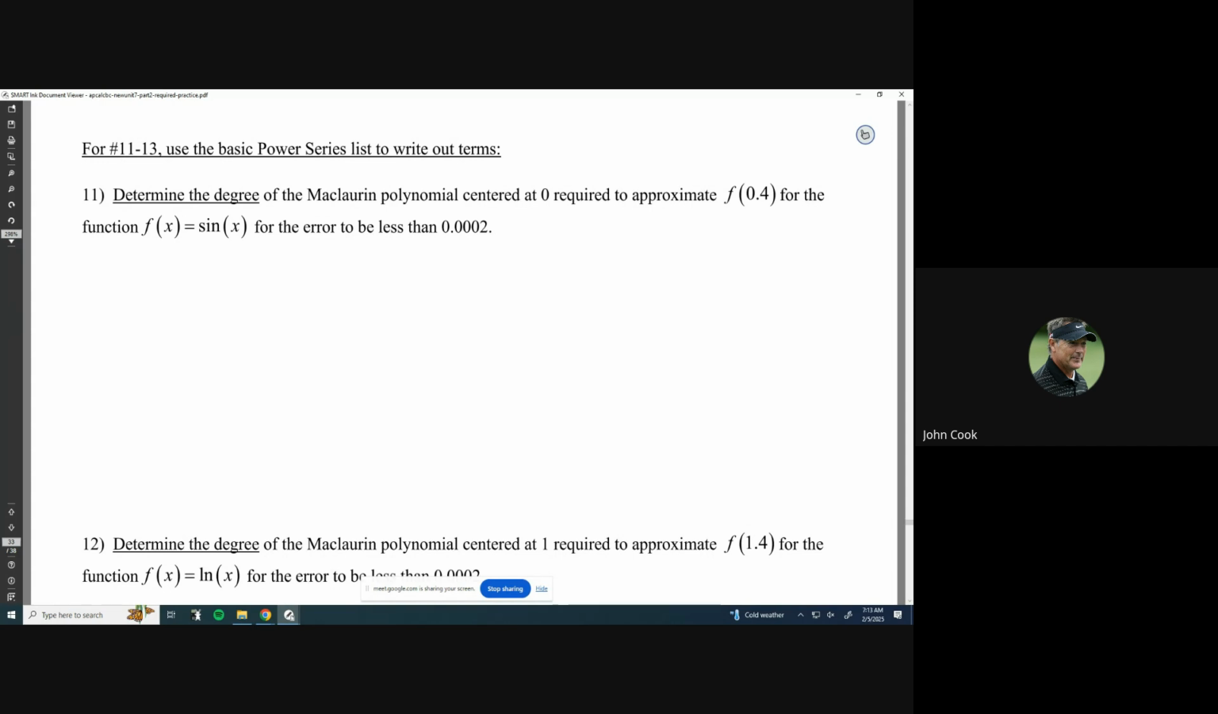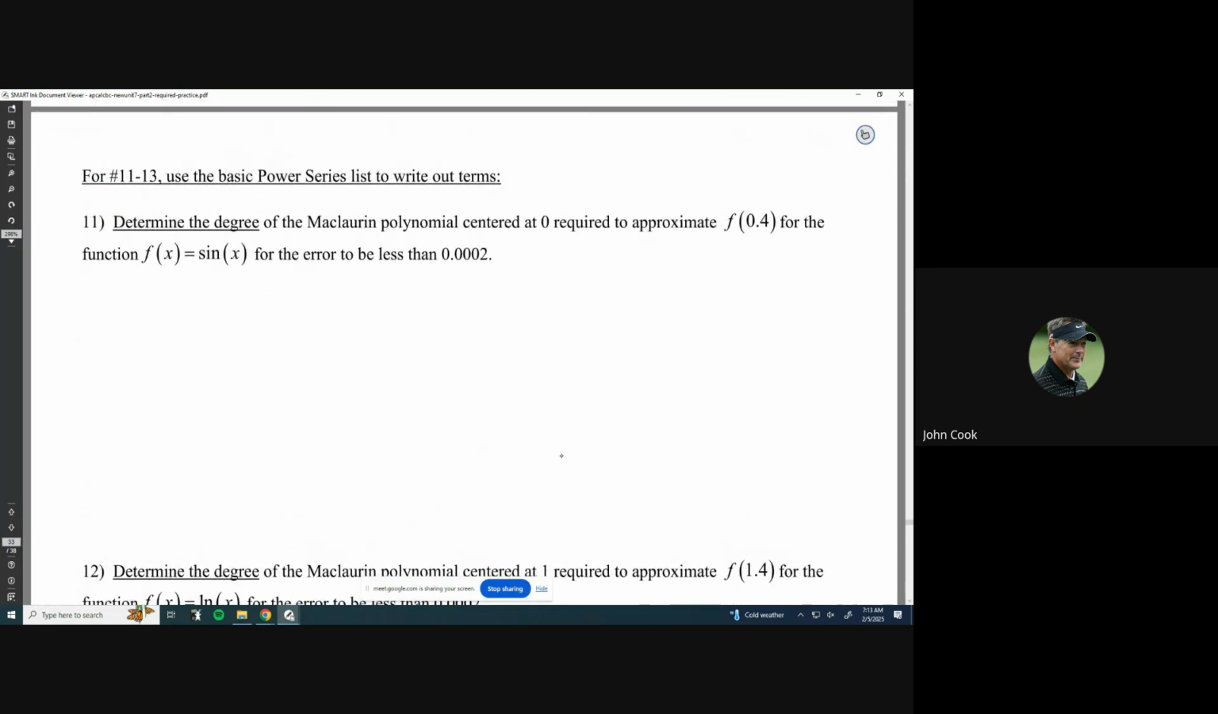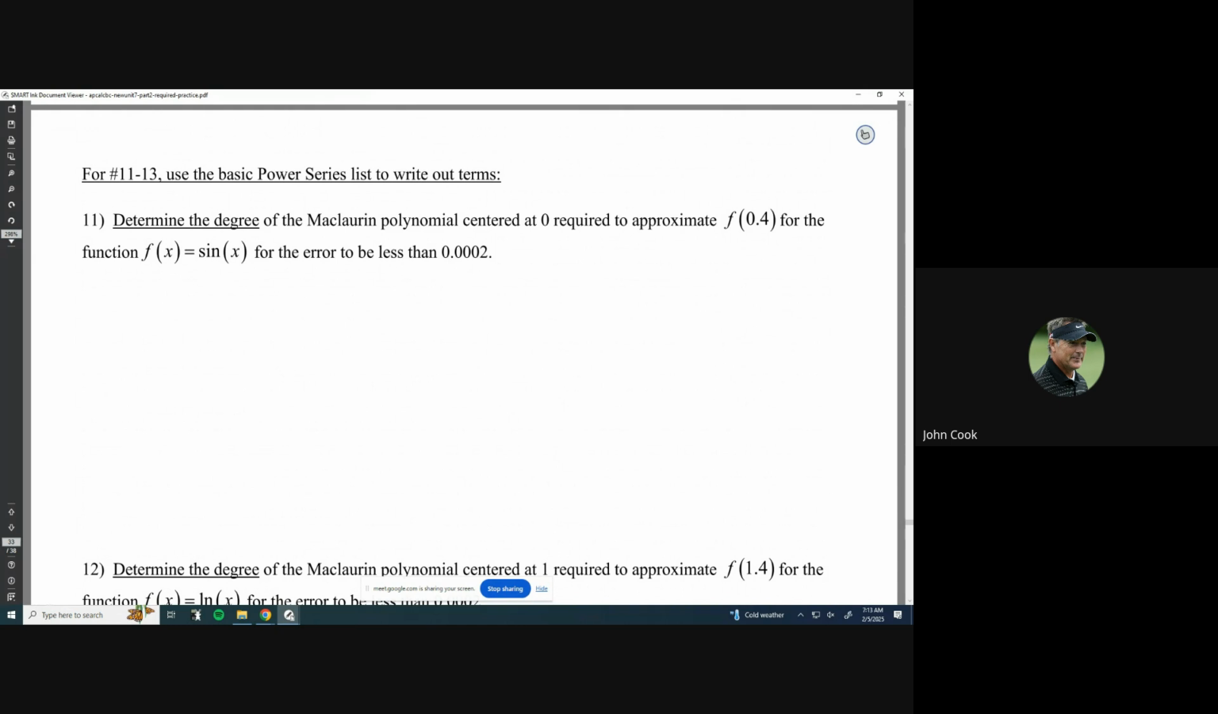We already went through the first 10 problems, so now we're going to start at 11 and see what to do from there. So let's see. It looks like 11 through 13, we have to determine the degree for the Maclaurin polynomial centered at 0 required to approximate sine of x with an error less than 0.0002.